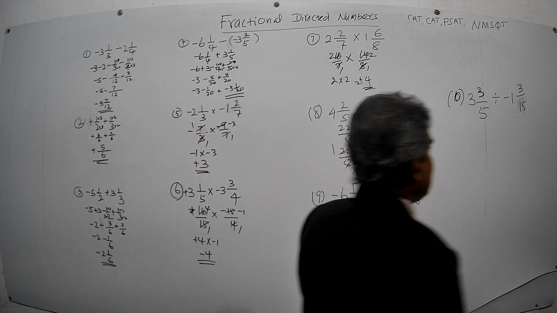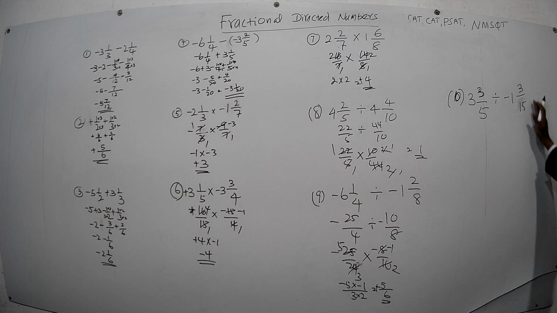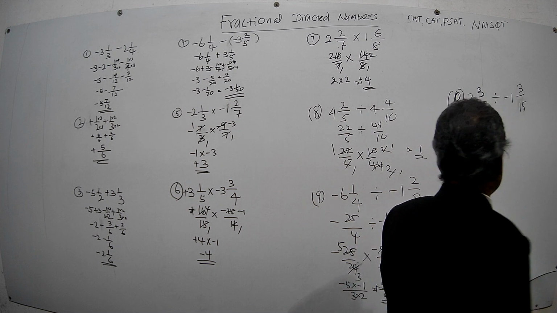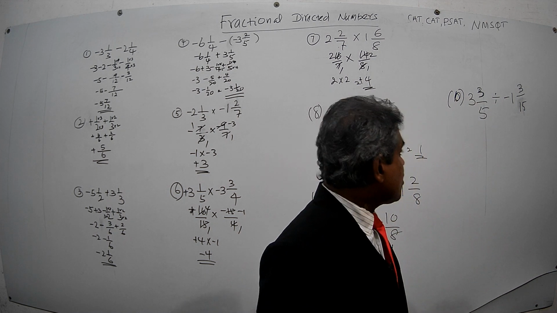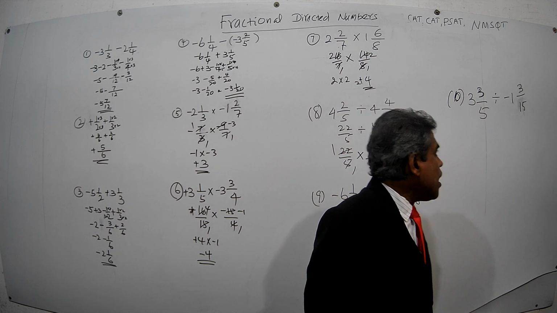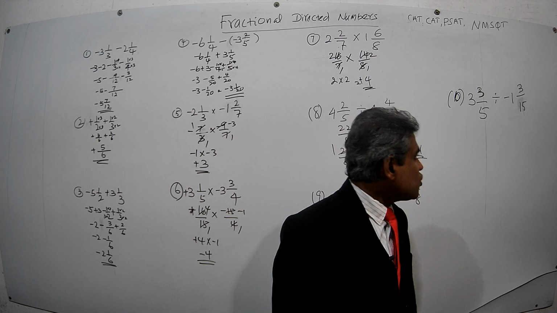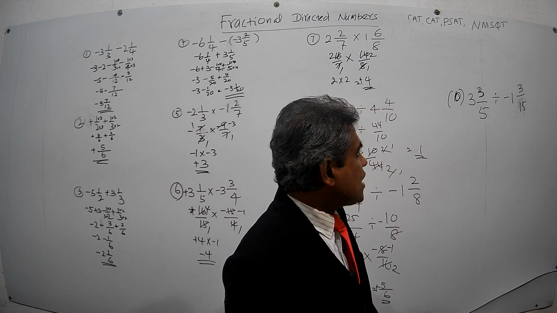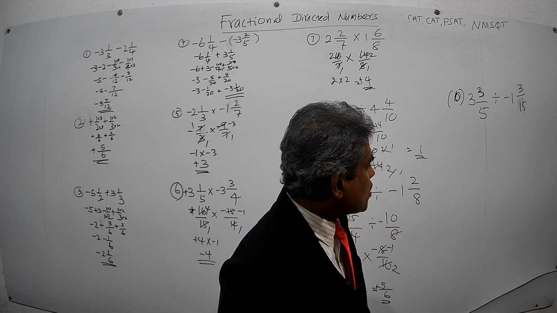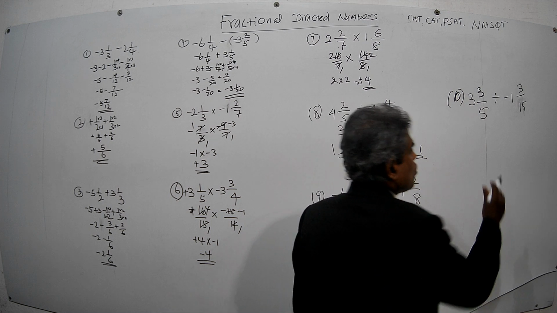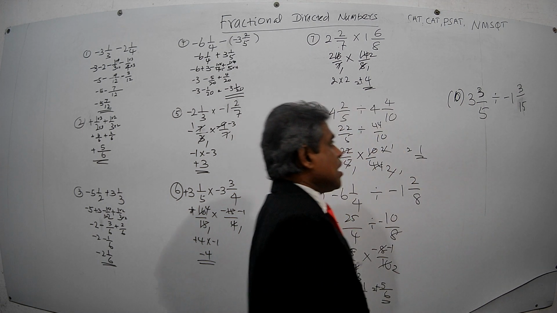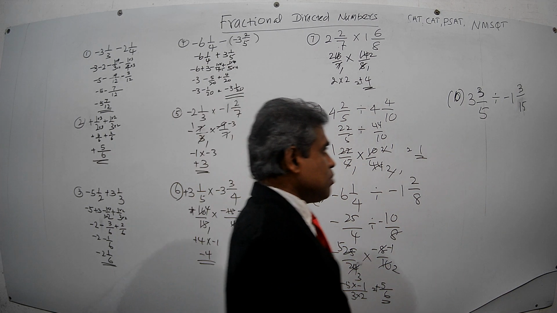Now you go to the next one. Here you have to divide two mixed fractions of different signs. Therefore your answer will be negative, because when you divide two numbers of different signs, the answer is negative. Then the sign of the answer can be determined by following the rule of dividing directed numbers. By the rule of dividing directed numbers, you can determine the sign of the answer even before finding the answer.